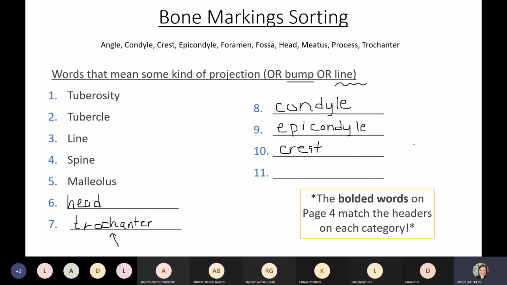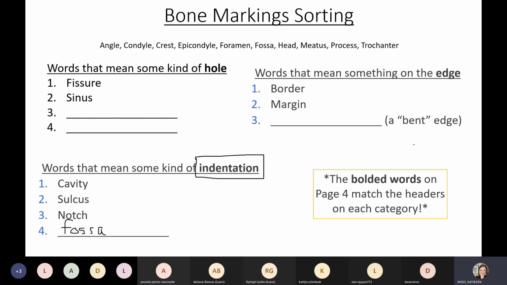Okay, so let's talk about this. For the midterm exam, what I want you to have memorized is the stuff we have on page 5. We've done a lot of page 5 together. We've already added some of these bone marking words to my list. That means something that sticks out. We've added a bunch of words to that list. We've finished our list for the thing that means an indentation.